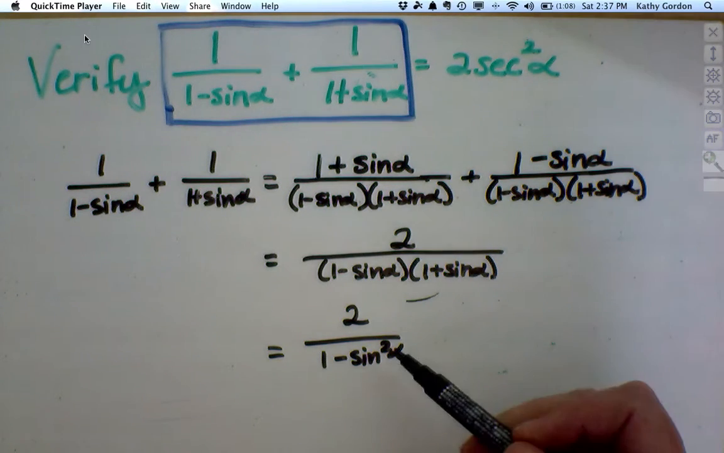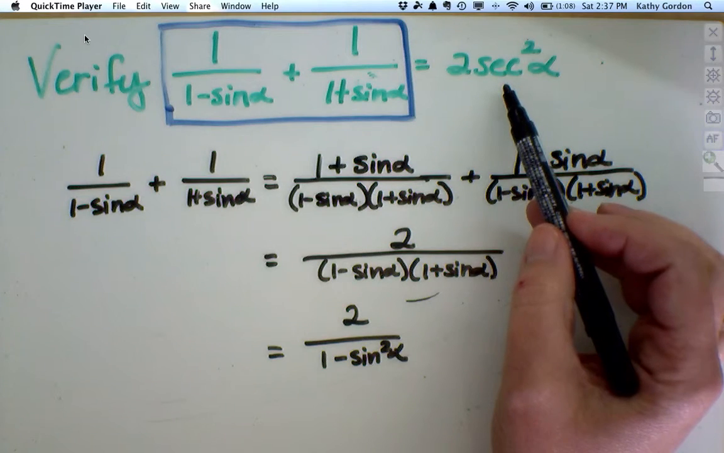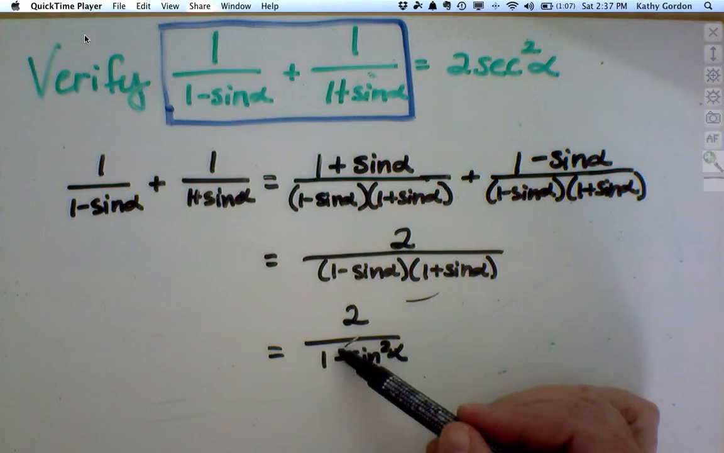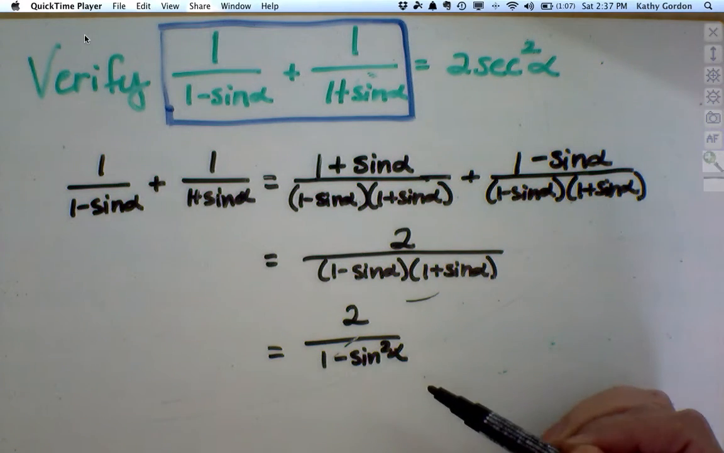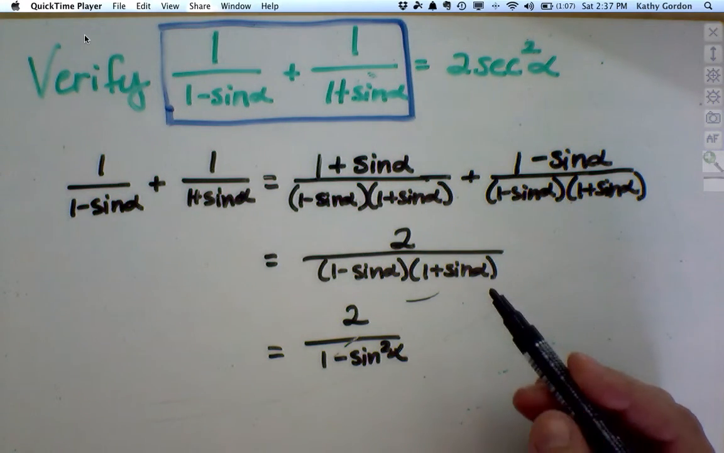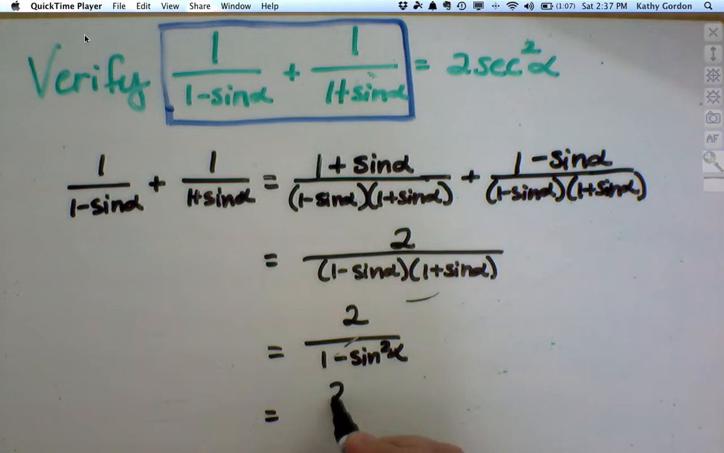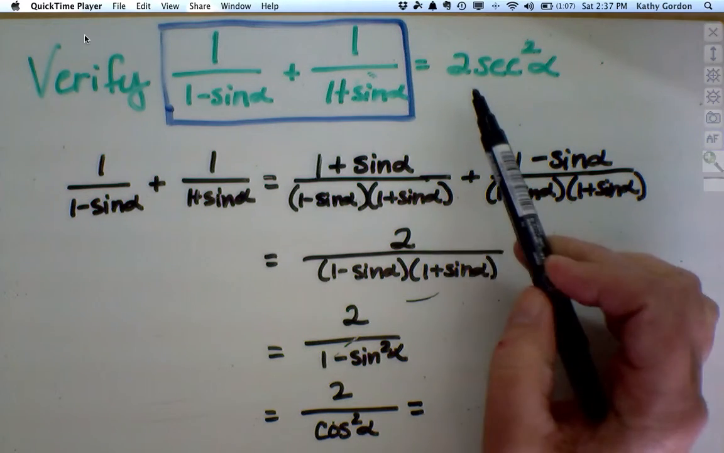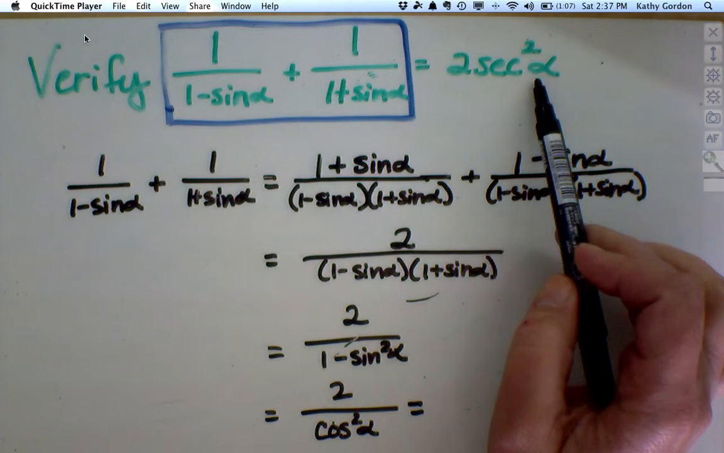Okay, well, still not quite to this point of getting 2 secant squared, but I'm getting closer because now my denominator is a version of the Pythagorean theorem. And so I can use the Pythagorean identity to change 1 minus sine squared theta into cosine squared theta. And this is going to lead me to my 2 secant squared.